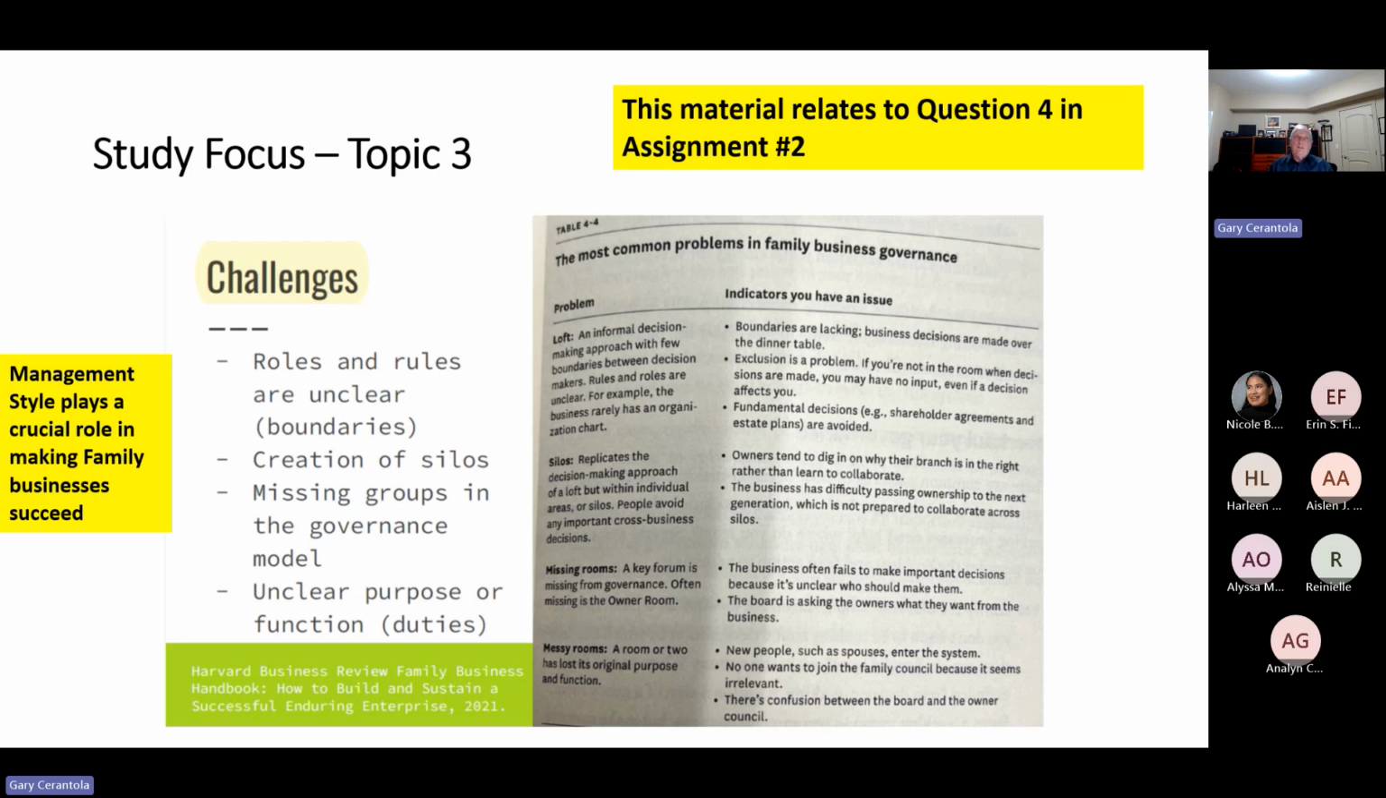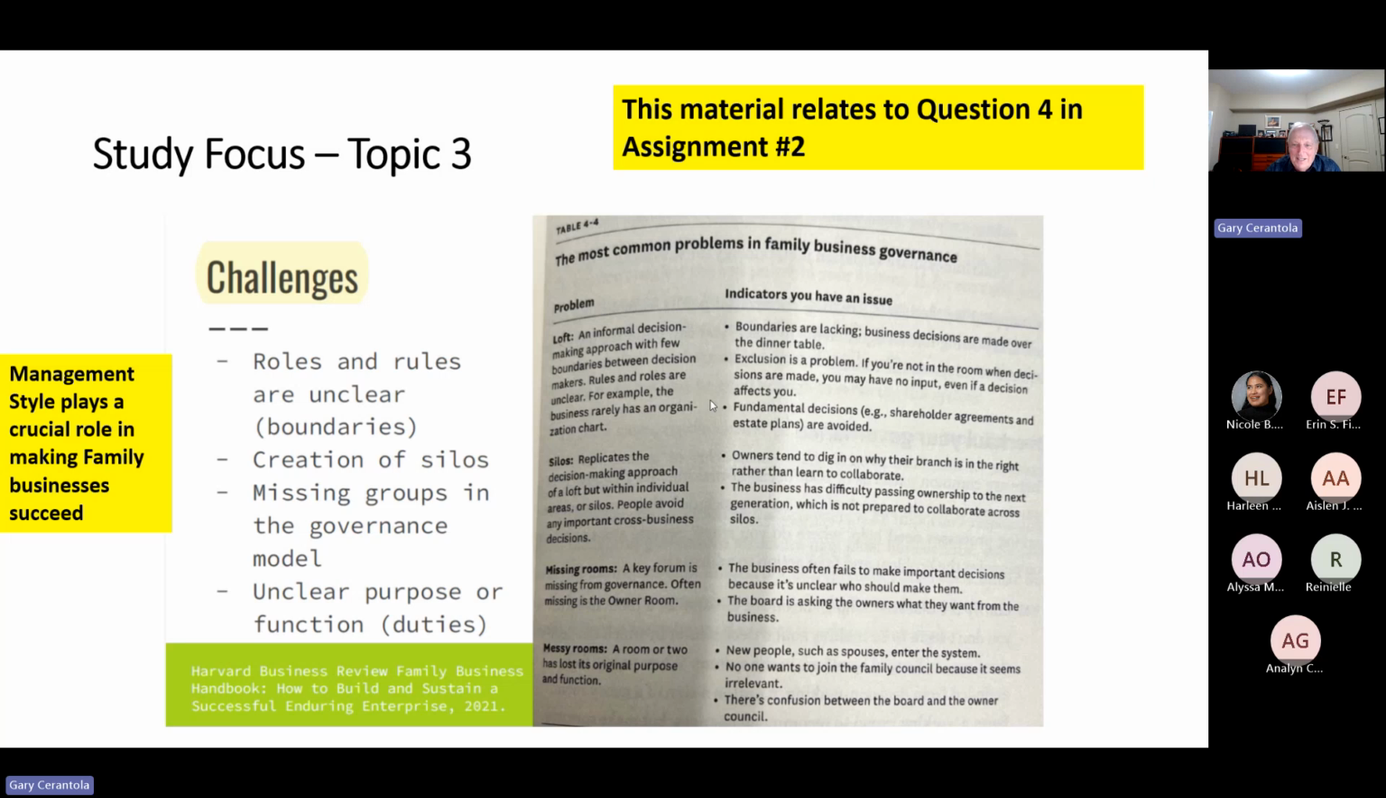And then the challenges: roles and rules are unclear. There's a lot of sort of off the cuff operations, with no standards that you would find in a corporation, and how do you deal with that? The creation of different people who run various parts of the business that don't talk to each other, even if they're family, missing groups.